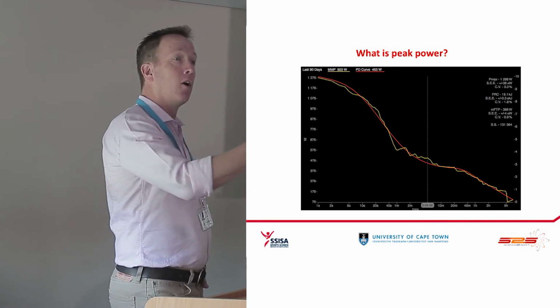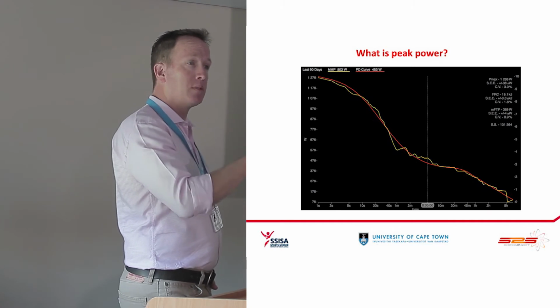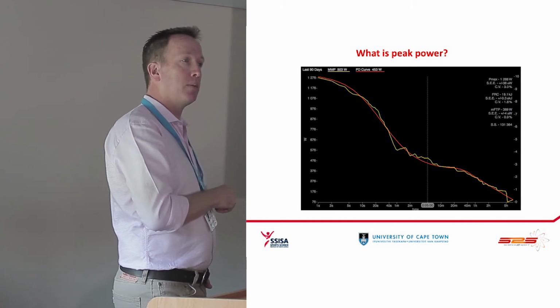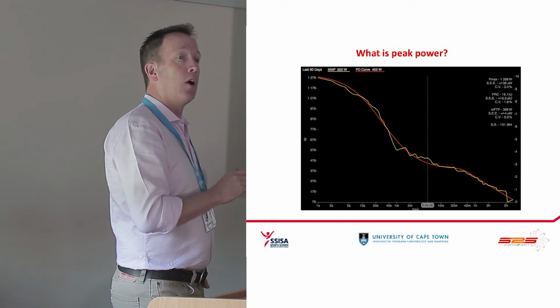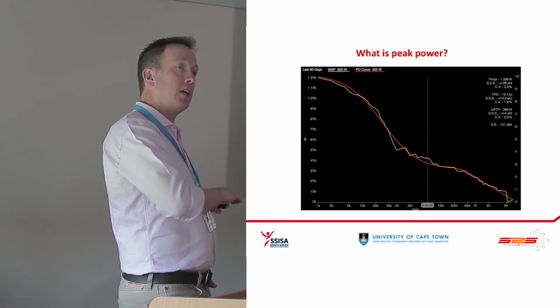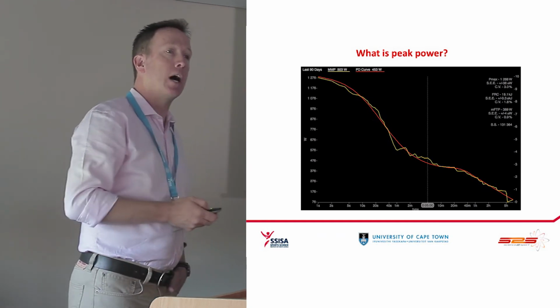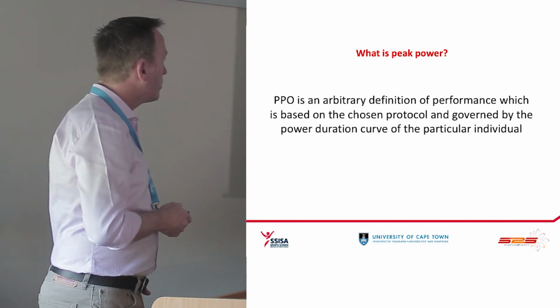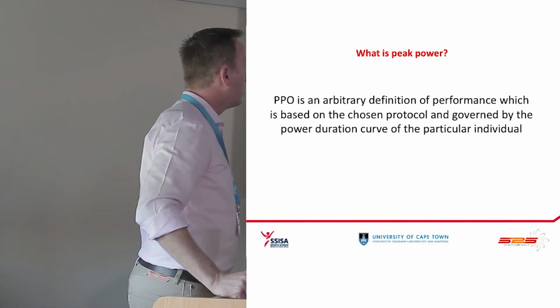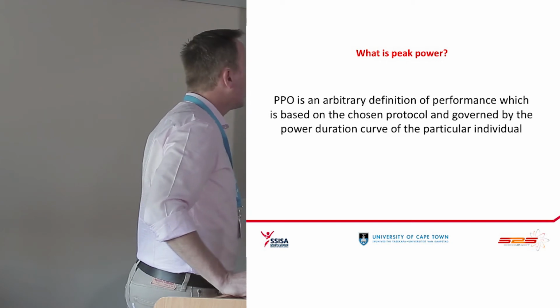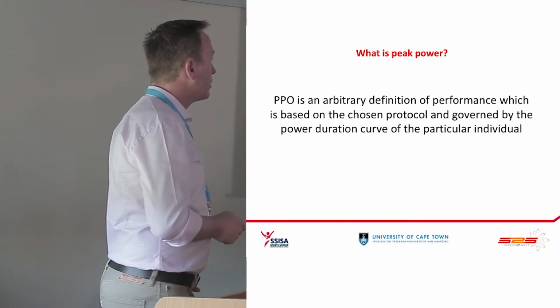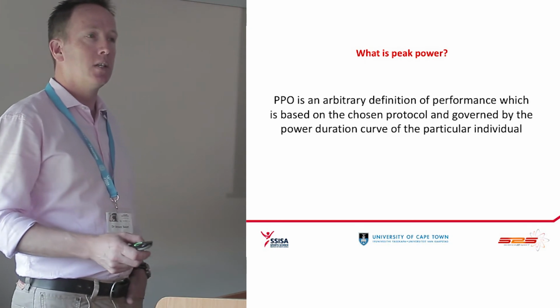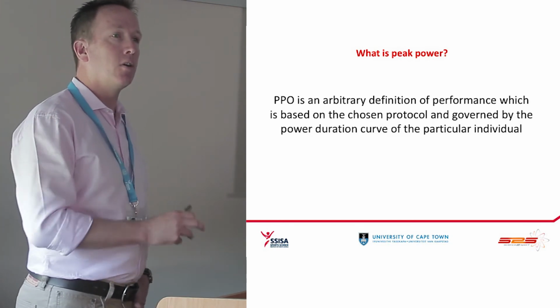If you do a really long test with small steps, you'll have a low peak power output when the person finally says, I'm done. Or if you have a really short test and it ramps up quickly, you'll have a much higher value. Okay. So peak power output is an arbitrary definition of performance, which is based on the chosen protocol and governed by the power duration curve of a particular individual. So if you use a different protocol, you get a different result.